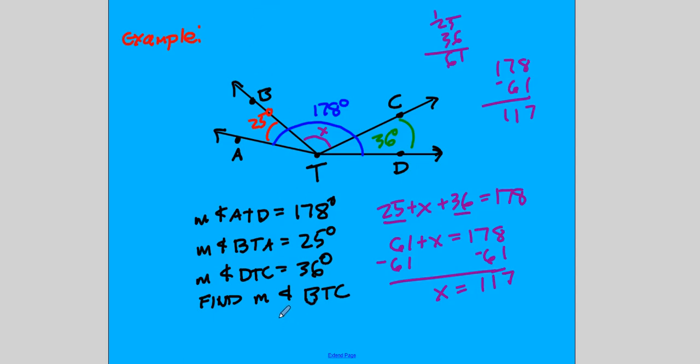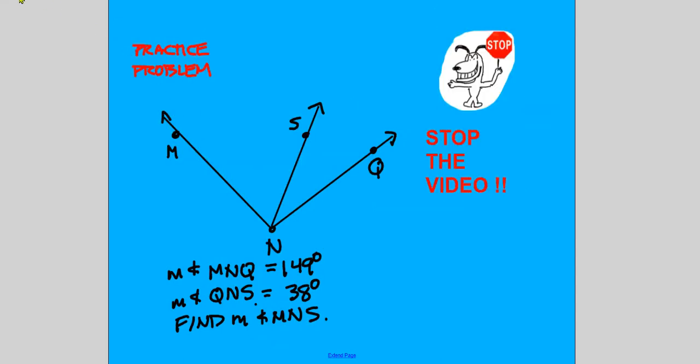So the measure of angle BTC should be 117 degrees. Alright, I want you to stop the video and take the information I've given here and solve this practice problem. Draw the diagram. Take the time to draw the diagram and mark it, and then answer the questions. Or actually just one question here.